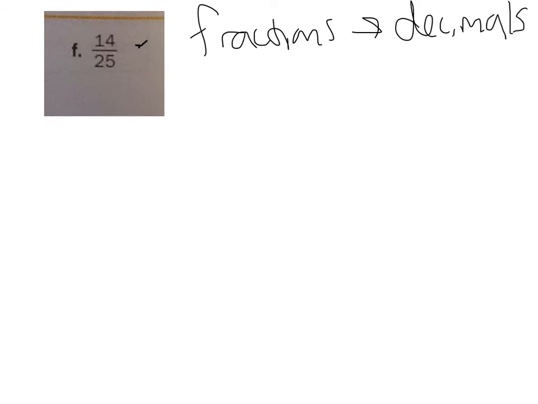You can follow along with me on page 91. This is letter F. We are now converting fractions into decimals. So, we want to convert 14 over 25 into a decimal. Like we know already, we're going to put that top number on the inside and the bottom number on the outside. Now, 25 can't go into 14, so right away I'm adding that decimal and a 0.